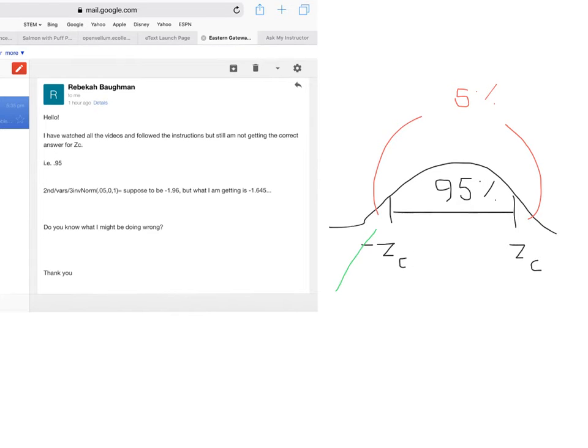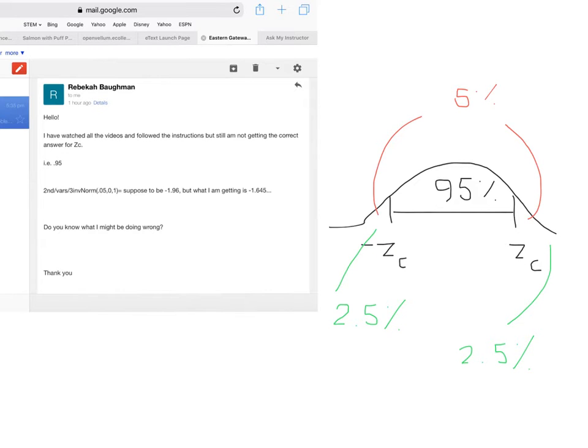So you have to keep in mind that that 5% is being split evenly between both tails, which means half of that 5%, 2.5%, is in the lower tail, and the other half of that 5% is in the upper tail.